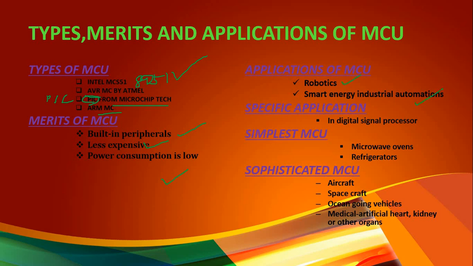We are using this specifically in a digital signal processor, because here we are using what IC? Digital IC. Next, in microwaves and refrigerators we can use this. Sophisticated microcontroller applications are in artificial heart operations or other organs. In the medical department we are using microcontrollers. In ocean going vehicles, spacecraft and aircraft we are using these microcontroller units.